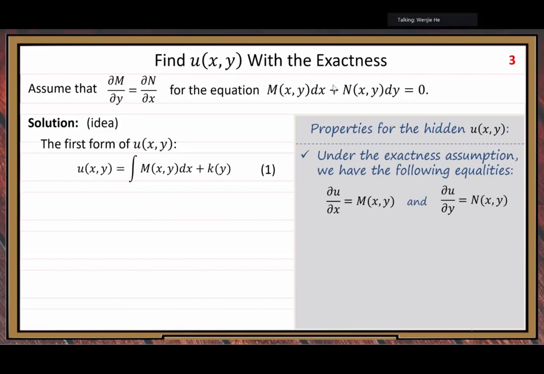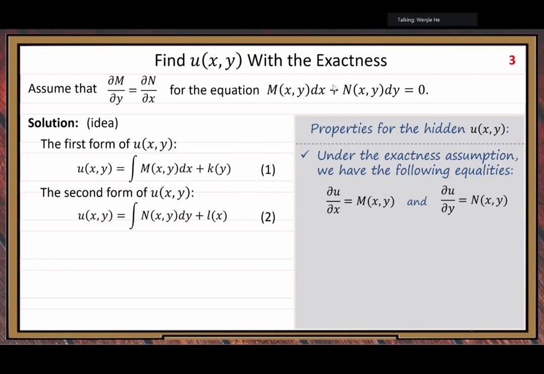Similarly, we work on the second equation. Antiderivative with respect to y: U of x comma y equals the integral of the N function with respect to the y variable. For the constant part, we need another function, a little l function, with x as the variable.